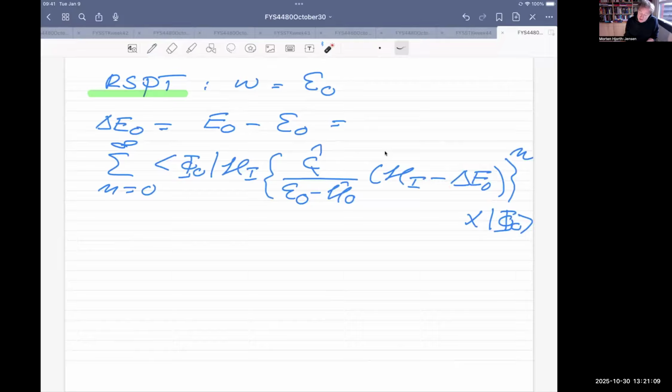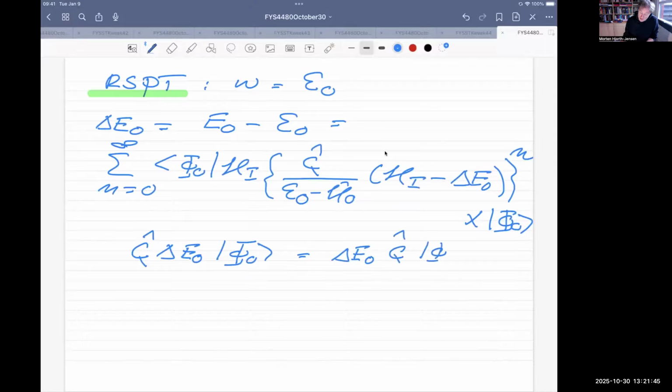So if you now look at terms in this expansion which will contain this quantity, we are going to have Q multiplied with a constant acting on phi 0. So let's just take a quick look at that one, because this is going to simplify a little bit the terms which we are going to get. If we now look at this operator Q multiplied with delta E0 and then acting on phi 0, obviously, since delta E0 is just a constant, we can rewrite this as Q acting on phi 0.